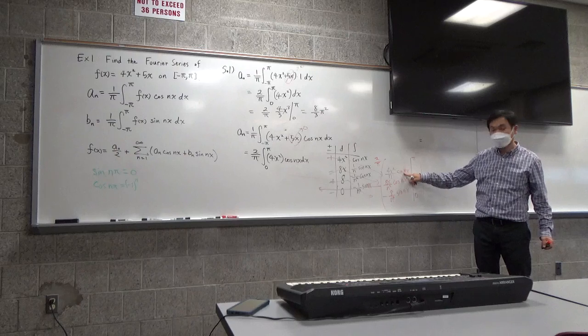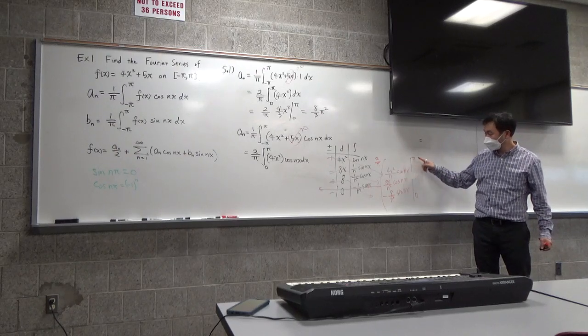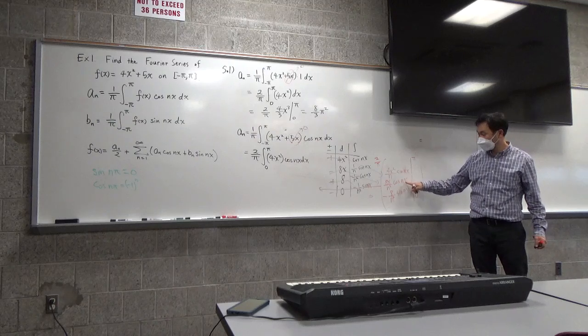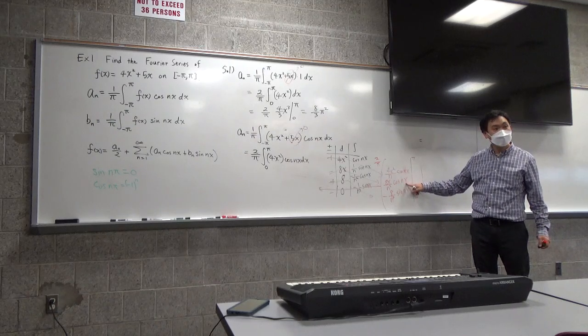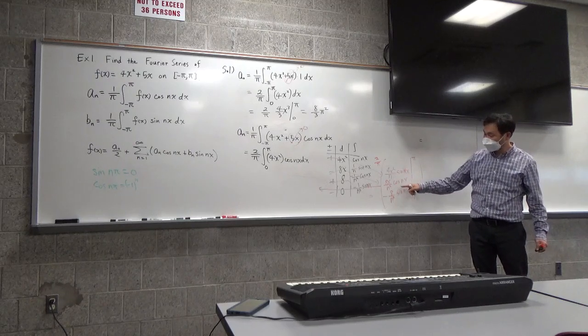Sine of n pi, what's that? 0. If you plug in pi here, what do you get? Cosine n pi. That's negative 1 to the nth power. Right? Okay, so that's something non-zero.